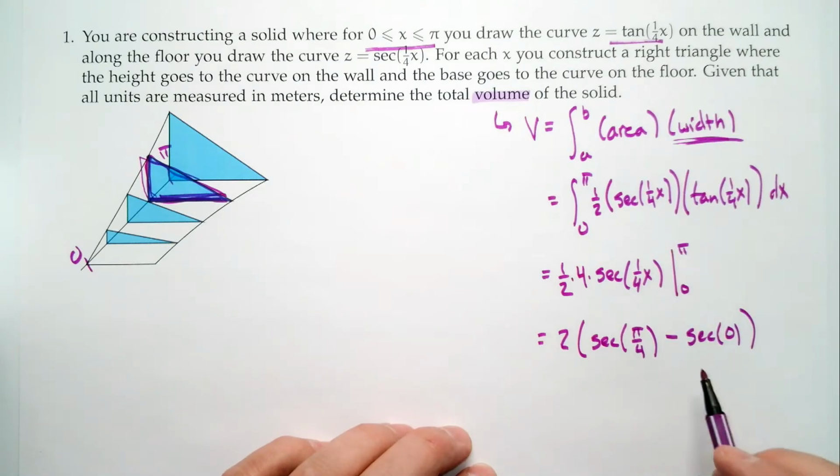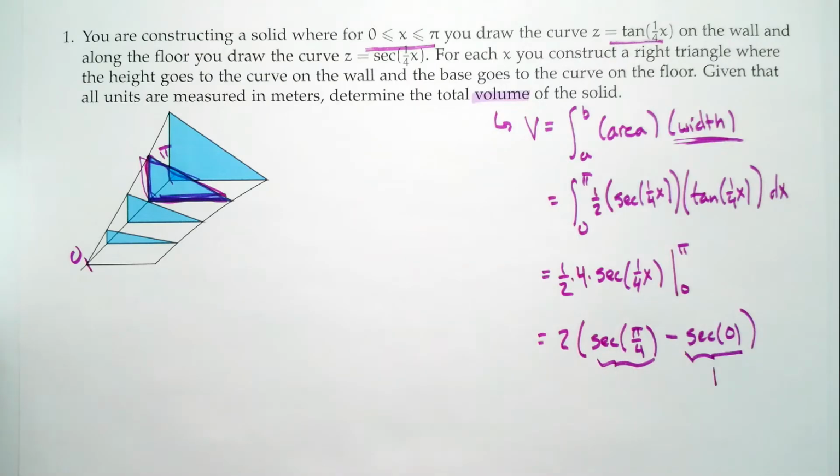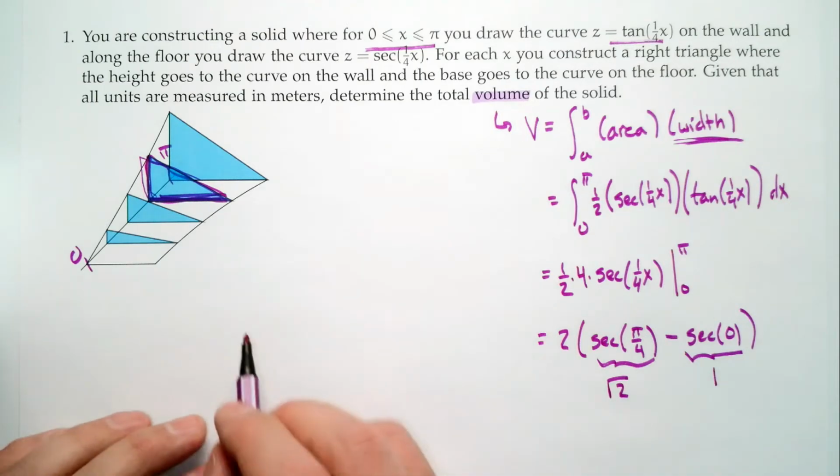Well, we should know these numbers. What is secant of 0? It's 1. What is secant of pi fourths? Square root of 2.